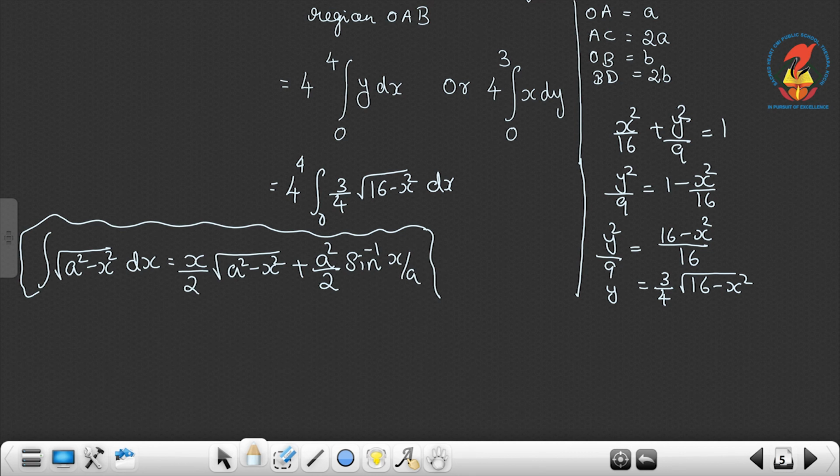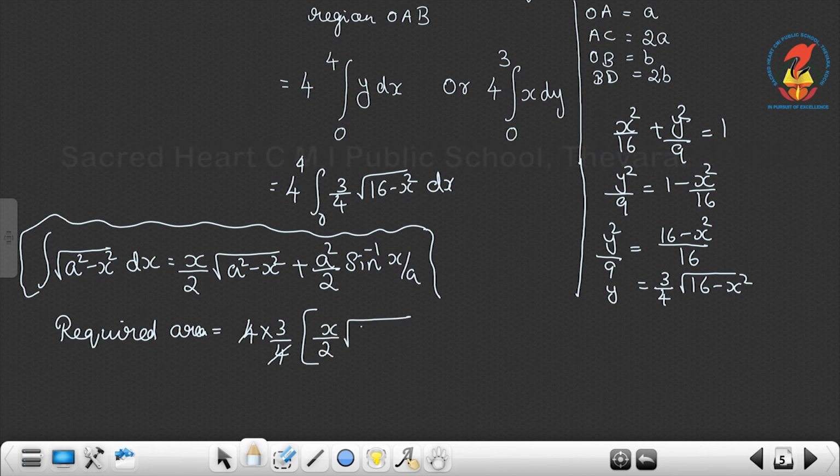So, the required area is equal to 4 times 4 into 3 by 4. So 4 and 4 cancel. Then the integral of root of 16 minus x square is x by 2 into root of 16 minus x square plus a square by 2, and in the place of a square it is 16, so 16 by 2, sine inverse x by a. What is a? 4. Between the limits 0 to 4.